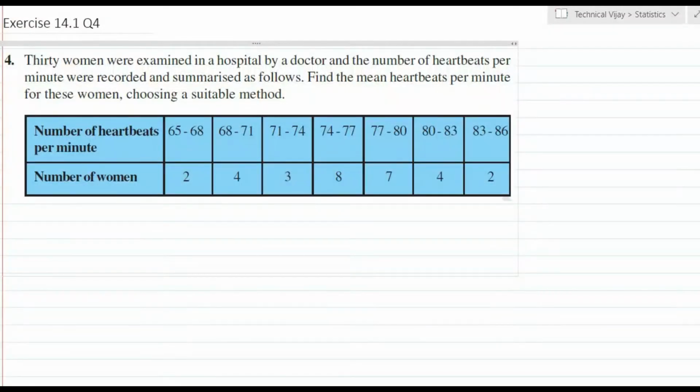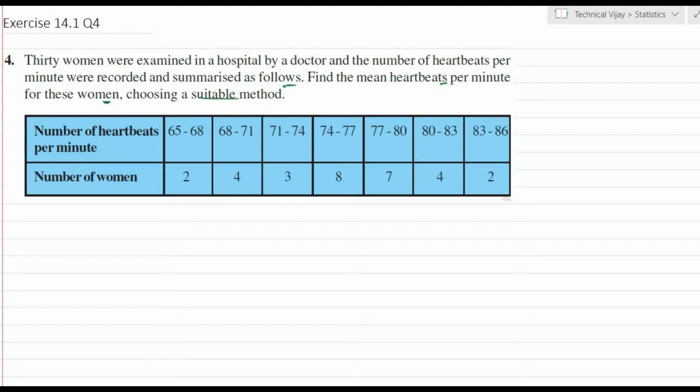Exercise 14.1, question number 4. 30 women were examined in a hospital by a doctor and the number of heartbeats per minute were recorded and summarized as follows. Find the mean heartbeats per minute for these women.